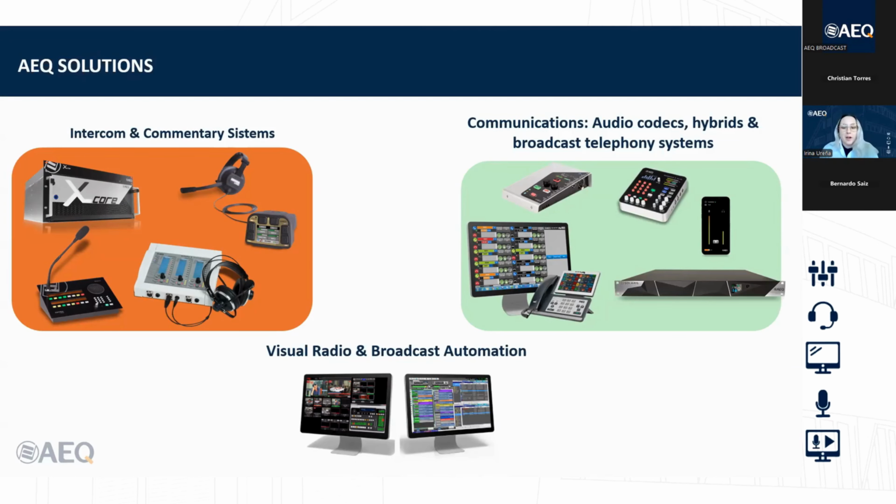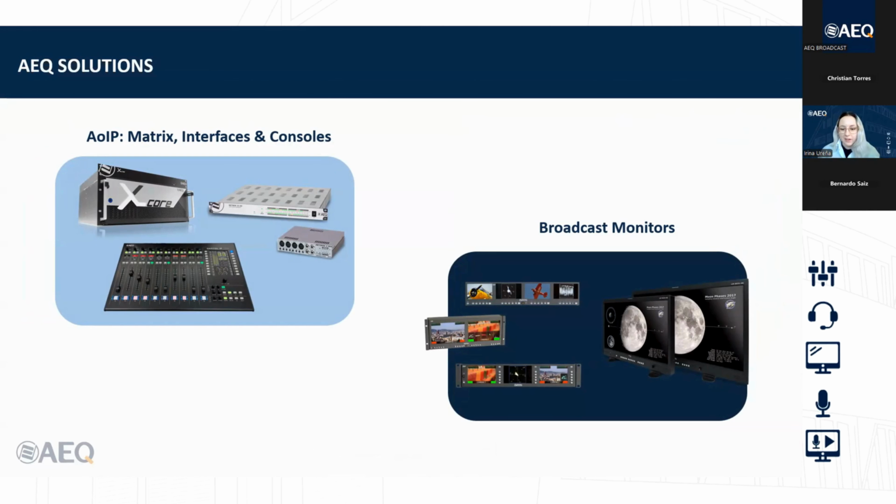Our product range is very broad. We have our intercom and commentary systems. We have audio codecs and broadcast telephony systems. Also, I have to mention our visual radio system, totally worth it. As you can see, we also have our matrix interfaces and consoles, like the one we are going to talk about right now. Also, we have broadcast monitors.